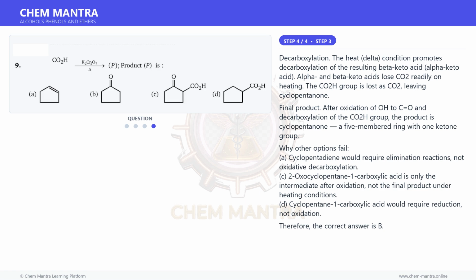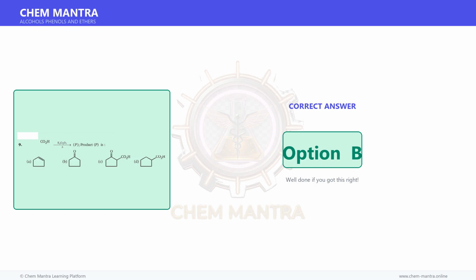Why other options fail? A. Cyclopentadiene would require elimination reactions, not oxidative decarboxylation. C. 2-oxocyclopentane-1-carboxylic acid is only the intermediate after oxidation, not the final product under heating conditions. D. Cyclopentane-1-carboxylic acid would require reduction, not oxidation. Therefore, the correct answer is option B.